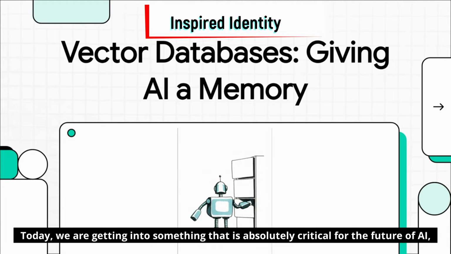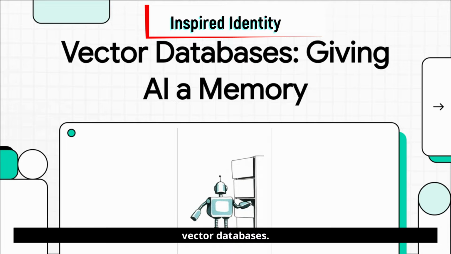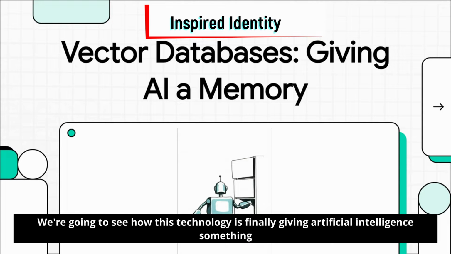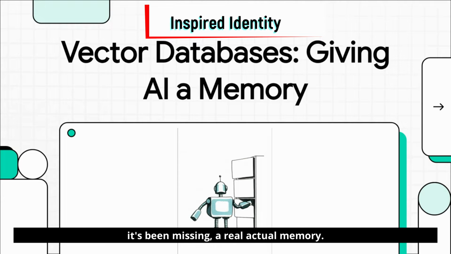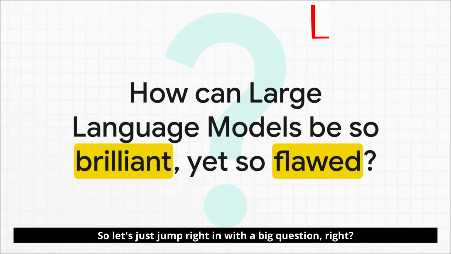Today, we are getting into something that is absolutely critical for the future of AI, vector databases. We're going to see how this technology is finally giving artificial intelligence something it's been missing, a real, actual memory. So let's just jump right in with a big question, right?